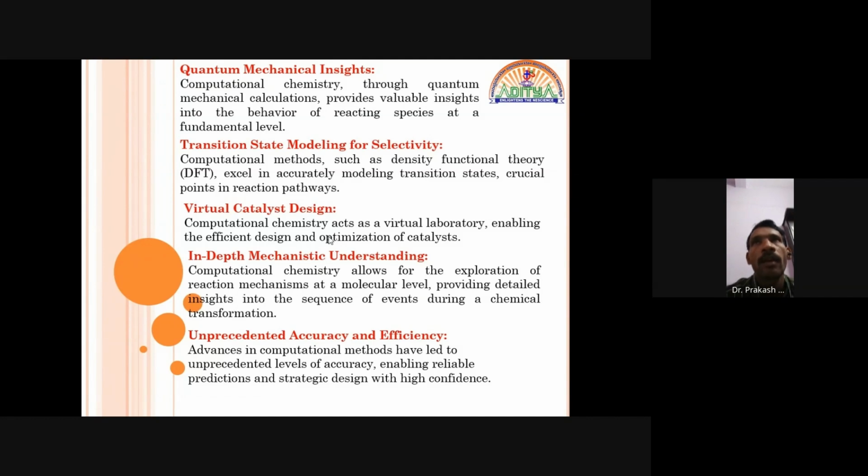The reaction between the reactants gives intermediate products, which is also used to prepare green products, which may help us know the very pure products. That's why we completely depend upon computational chemistry and its unprecedented accuracy and efficiency. The advantages of computational methods lead to accurate and reliable predictions and the strength to design with confidence. So, next slide.